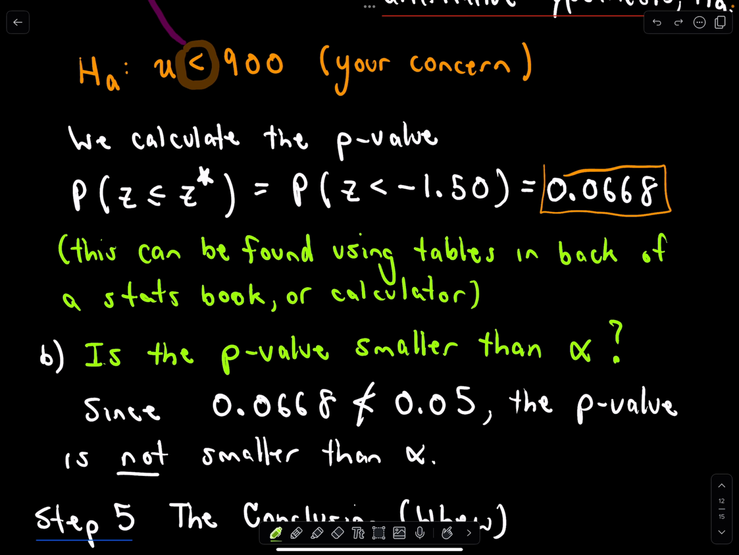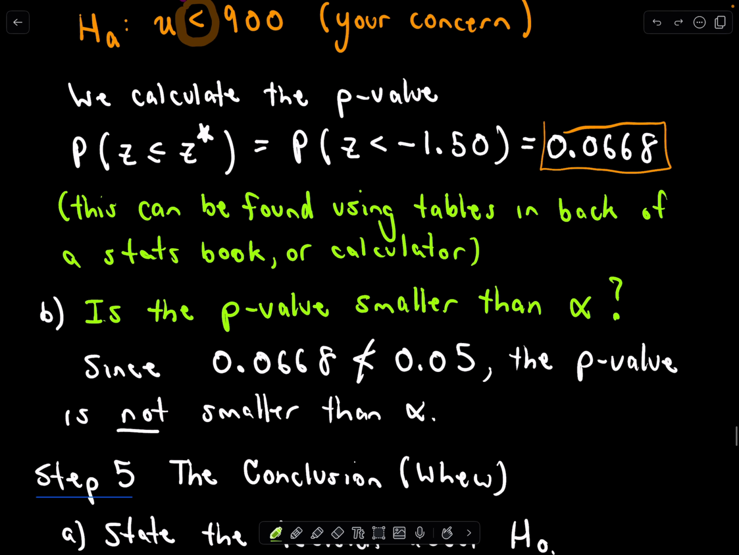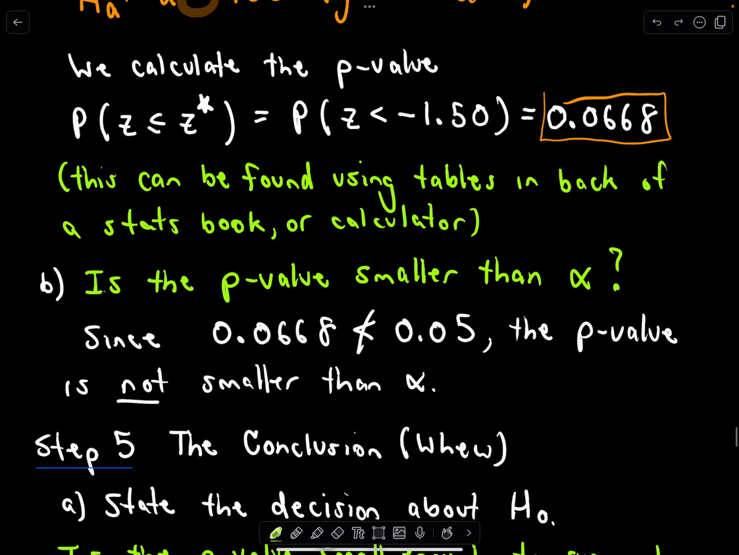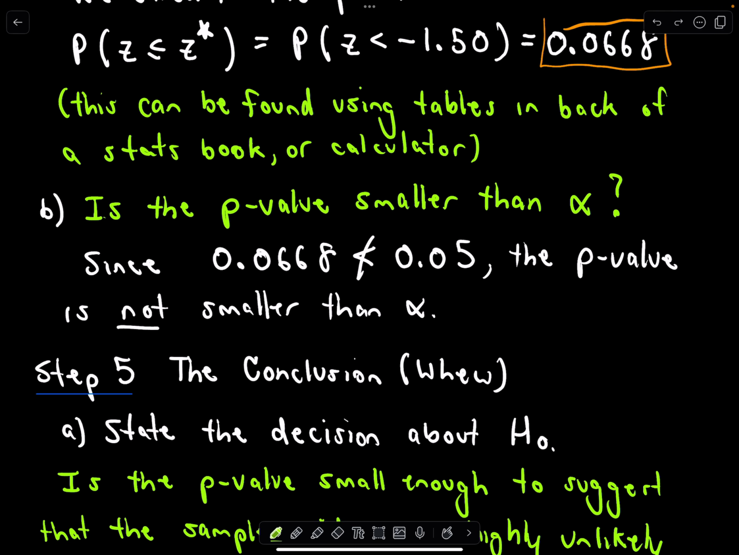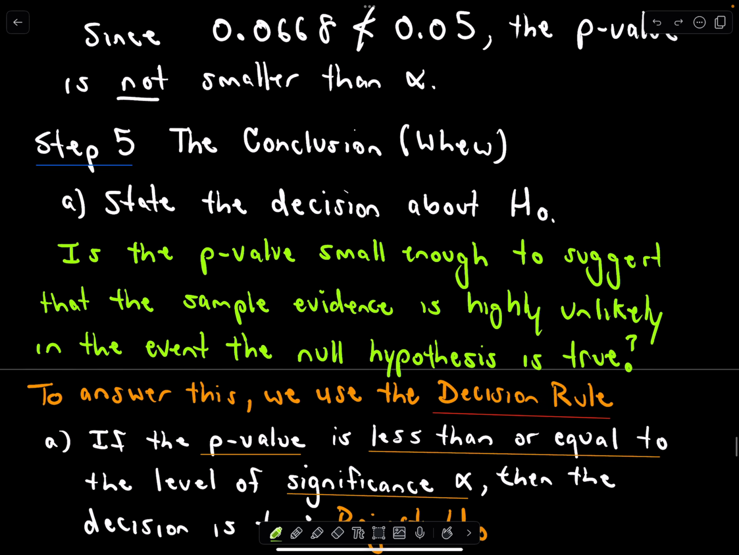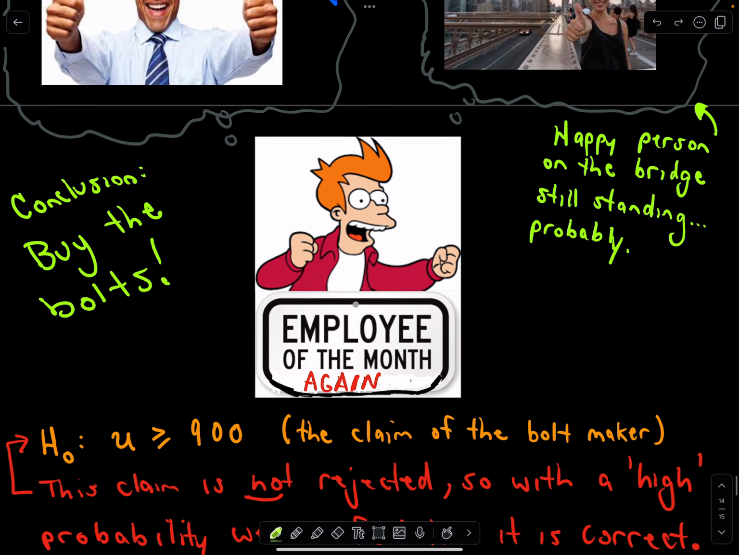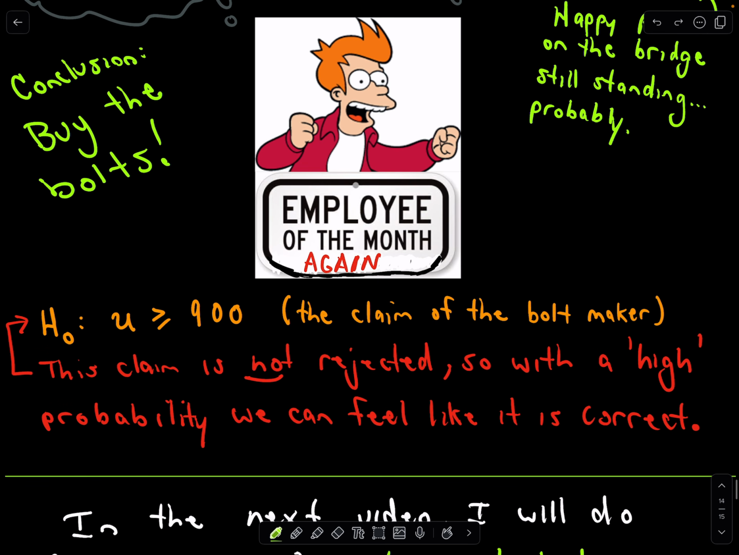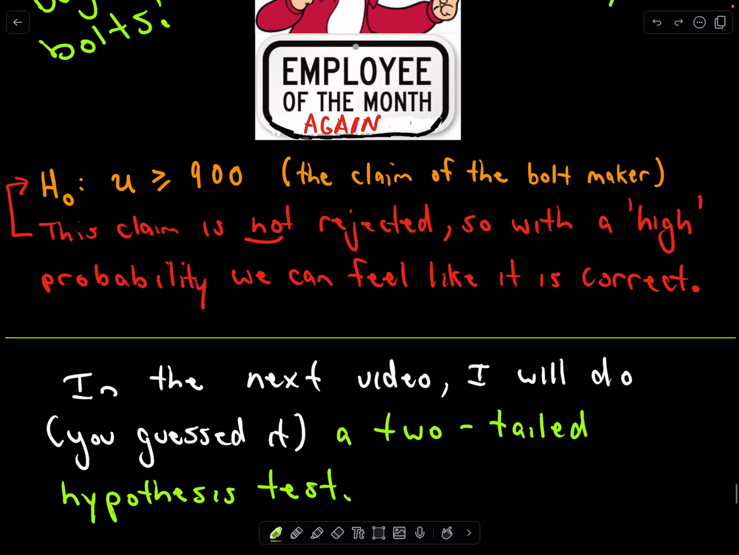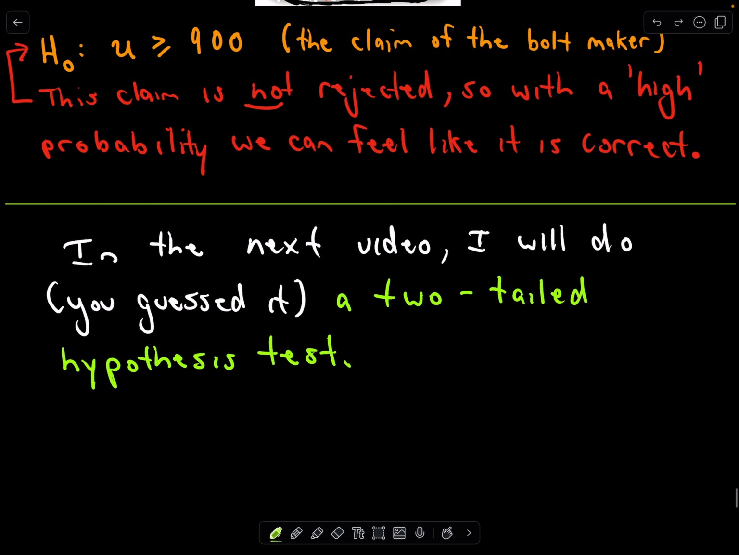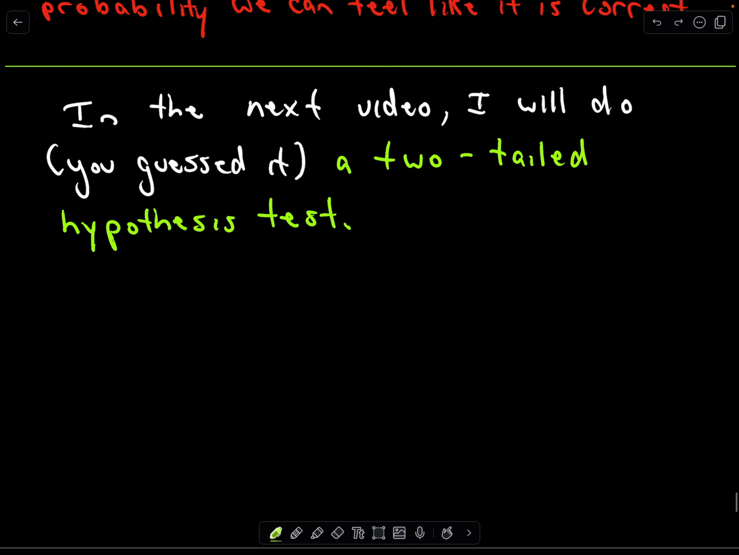We'll calculate that p-value using a table or a calculator, for example. And now we simply compare the value of the p-value to our alpha. And based on that, we make our conclusion. In this case, again, we said we would buy those bolts. We do not say we accept the null hypothesis. All we say is we don't have enough evidence to reject it. We don't have enough evidence to say that those bolts are bad, is the conclusion.